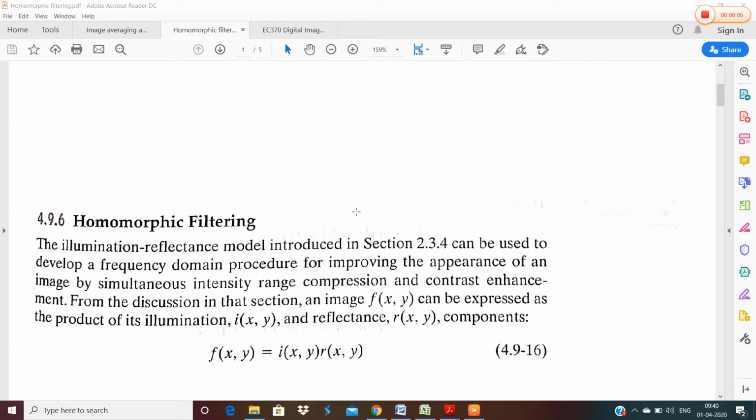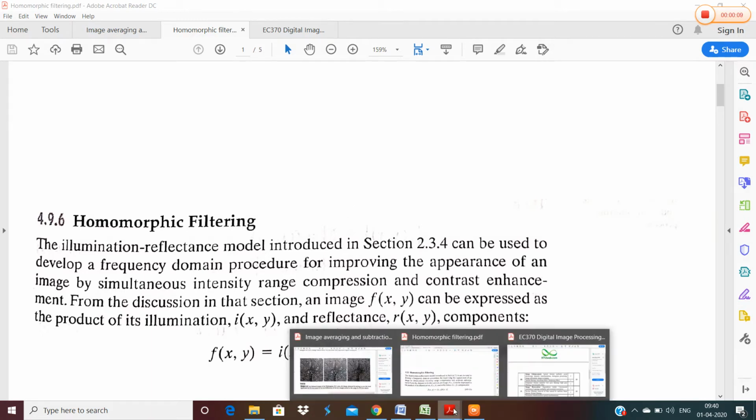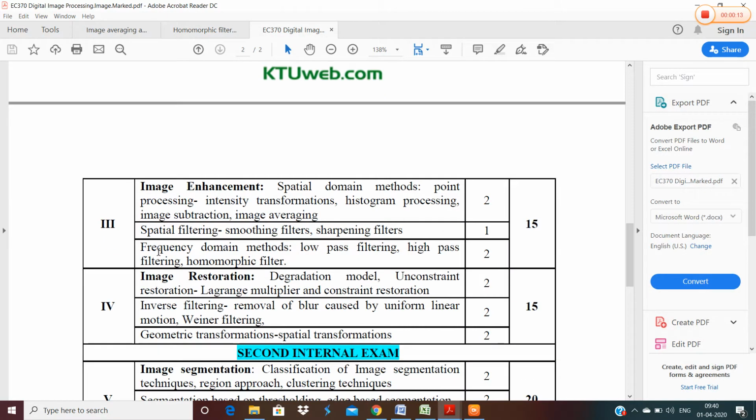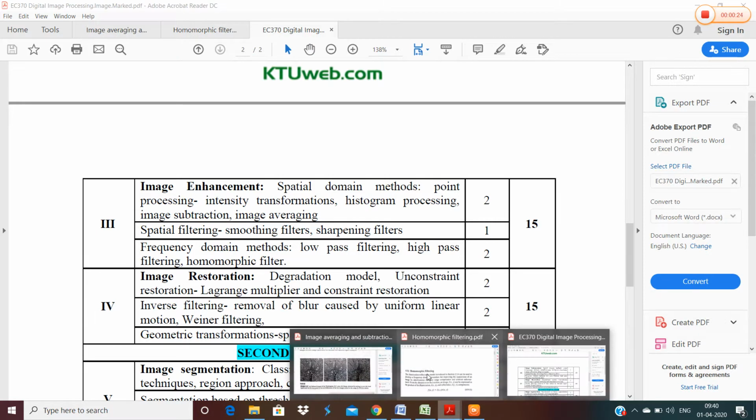Let us see what is homomorphic filtering. This is a topic in the third module. Here we have seen frequency domain methods of low pass filtering and high pass filtering, and the remaining topic here is homomorphic filtering. That is what we're going to discuss now.